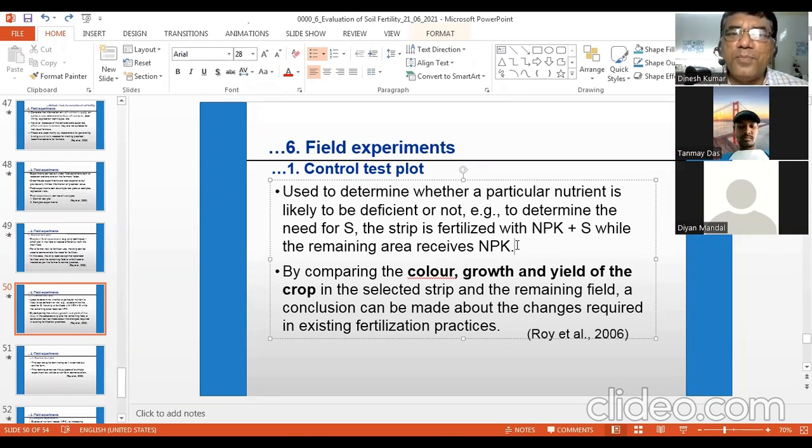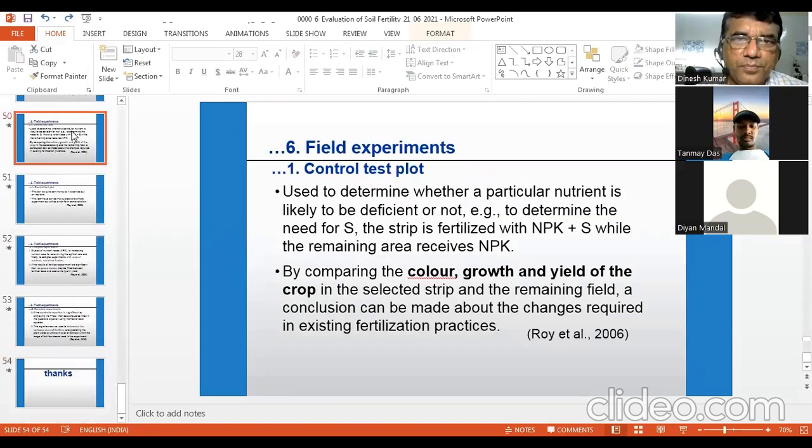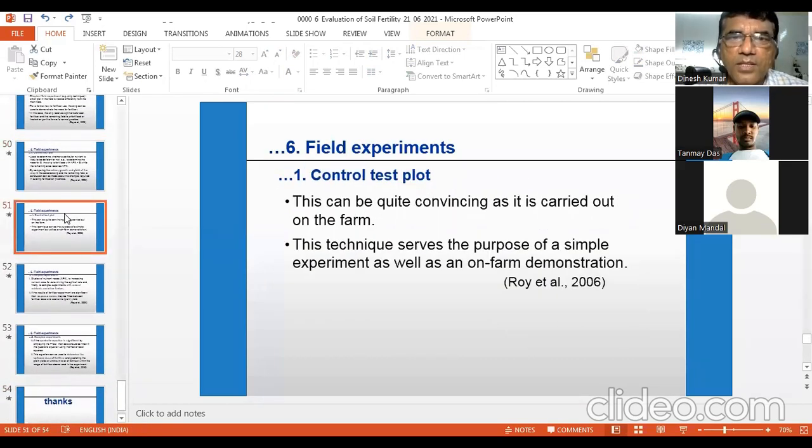Here, control does not mean don't apply any nutrient. Sometimes it can be zero, but sometimes sulfur is the control, meaning sulfur is not applied in one and is applied in another. By comparing the color, growth and yield of the crop in the selected strip and the remaining field, a conclusion can be made about the changes required in existing fertilizer practices. This can be quite convincing as it is carried out on the farm.